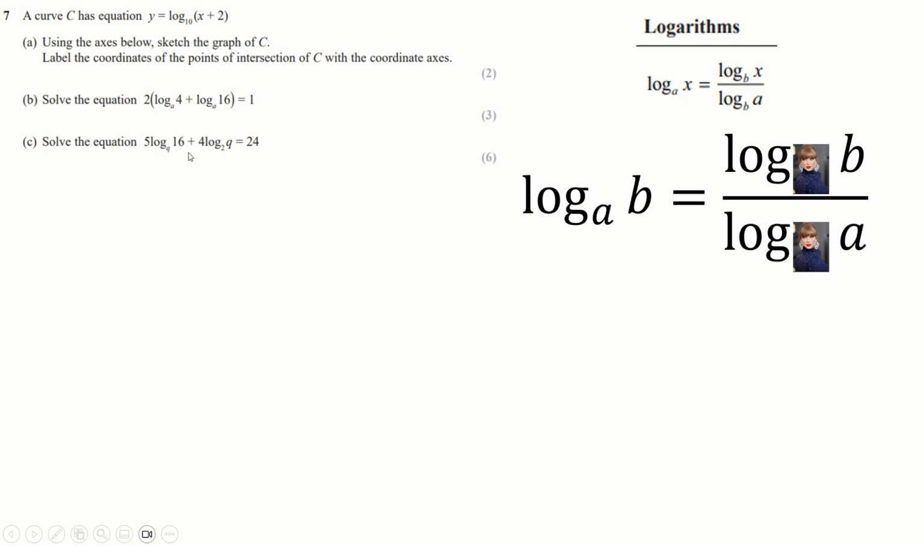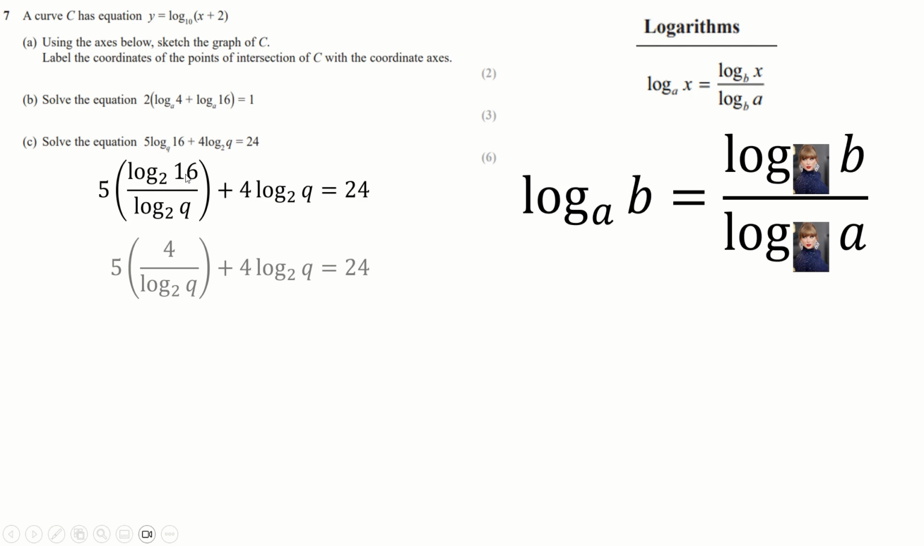So what I'm going to do is I'm going to turn one of these two logs into the other one. So instead of having log to base q of 16, I'm going to write that as log to base 2 of 16 over log to base 2 of this q here, because that makes it the same as this one. And that's super helpful, because log to base 2 of 16 is just 4, because 2 to the power 4 is 16. And now if I times everything by log to base 2 of q, I get rid of it here, put 2 lots of it here as a squared, and put it over here as well.